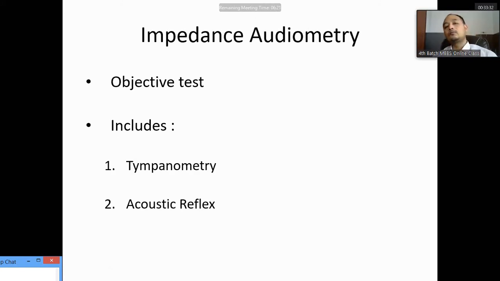Now, objective tests, which don't depend on the patient. We objectively find out the hearing assessment. The first one is impedance audiometry. It's called impedance audiometry because it measures the impedance, the resistance of the tympanic membrane. It includes tympanometry and the acoustic reflex, also called stapedial reflex.